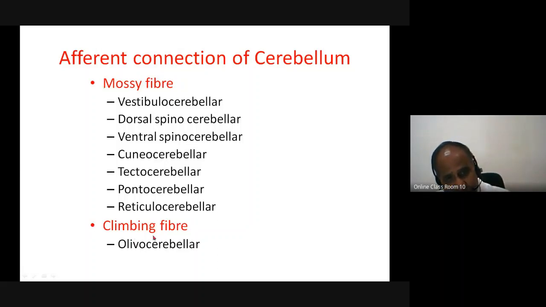Whereas a climbing fiber receives exclusively from the olivary nucleus, that is the inferior olivary nucleus, and the olivocerebellar tract. These are climbing fibers. These are corrective ones. These are informative.